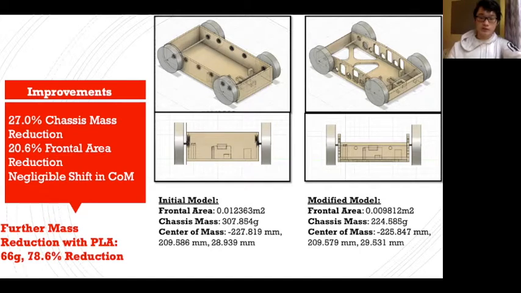And later we decided to use PLA material instead of pine wood board, which resulted in an impressive 78.6% reduction, resulting in 66% total mass of the chassis. And also we noticed that there is a negligible shift in center of mass after we have punched holes in our chassis, which is good news.